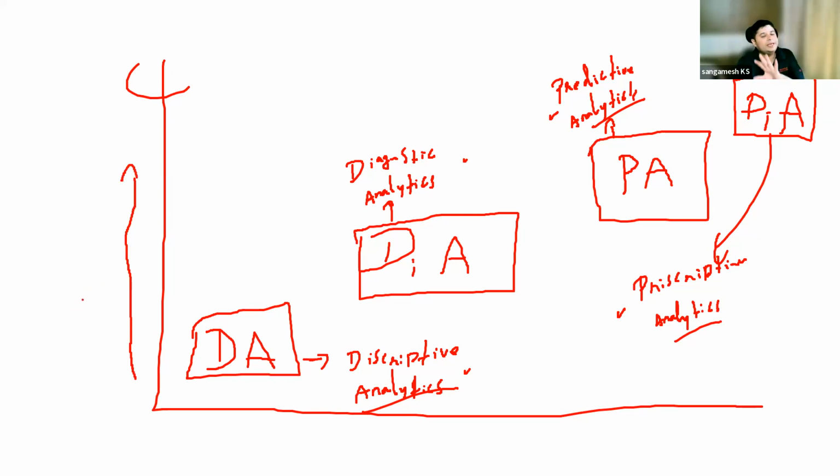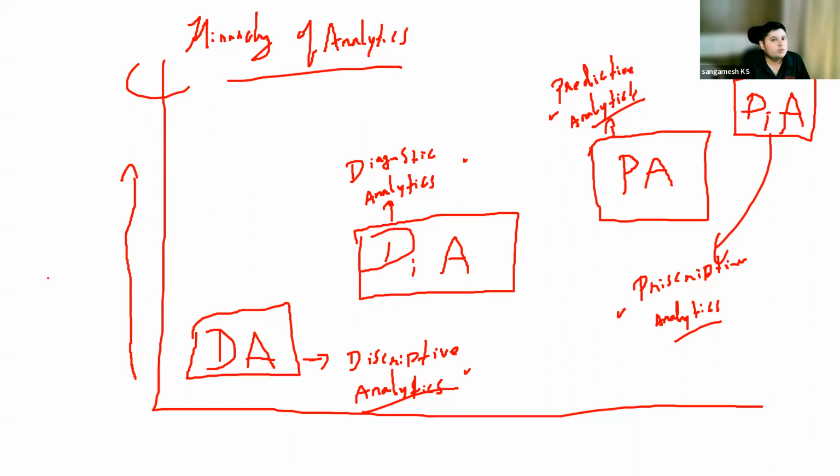When I speak about all these analytics, this particular diagram is called the hierarchy of analytics. So why am I speaking about the hierarchy of analytics? Because these are a hierarchy. First, it is going to be descriptive analytics. Then diagnostic analytics. Then predictive analytics. Then prescriptive analytics.